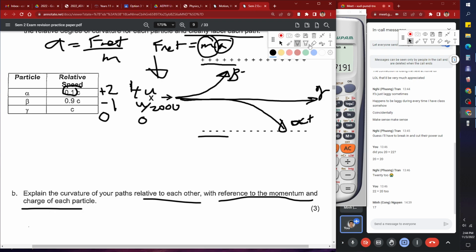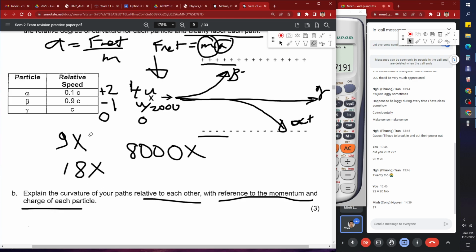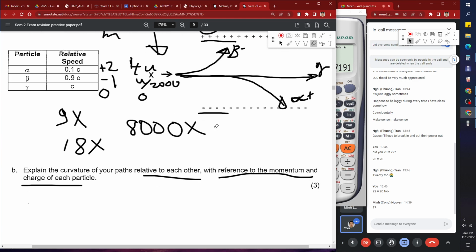The difference in velocities is only about 9x, but the difference in masses here is about, I don't know, 8,000x. So even though this is twice the attractive force of this, it might affect this by 18 times. The mass of this one is so much smaller that it causes it to turn more and accelerate towards the sides more. All right.